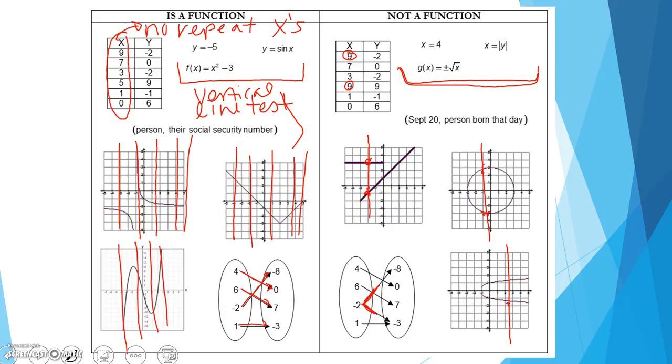It says the person and their social security number. And so the reason that's a function is because every person only has one social security number. Unless you're a spy or something, which we're going to assume that none of us work for the CIA, then we only have one social security number. And the reason why September 20th and the person born that day is not a function is because lots of people can be born on September 20th.